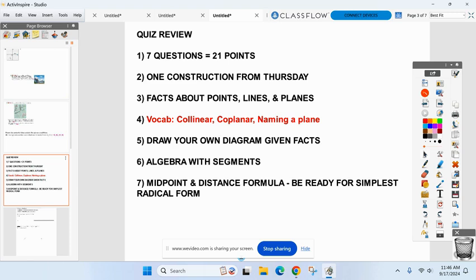It's either going to be copy a line segment or find the midpoint. Any questions about that? So you guys can go back. You can watch videos to review how to do either one of those. Make sure you know what a point, line, plane looks like and how to label them.